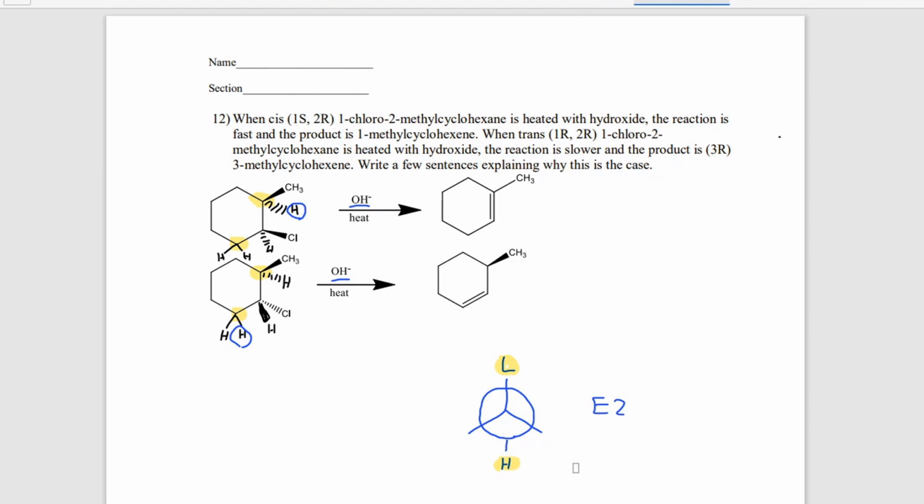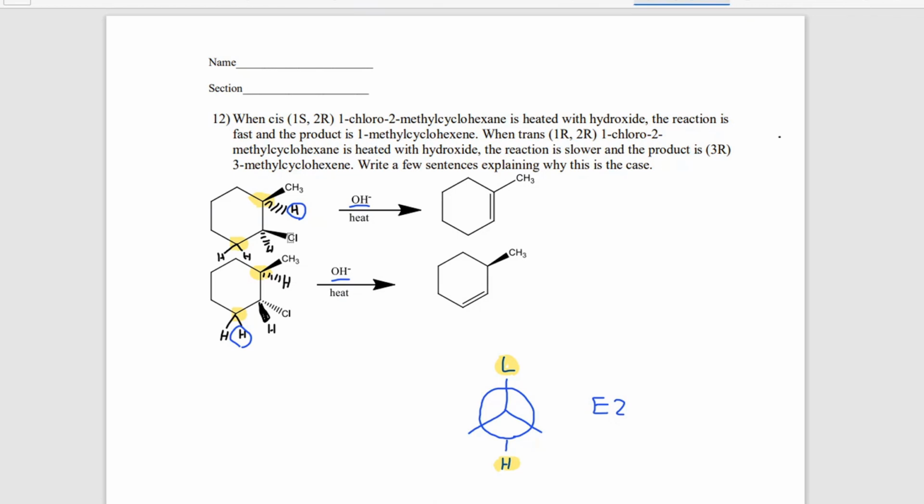And this is called anti-coplanar or anti-periplanar. It's called anti-periplanar in rings because it's not a perfect coplanar situation, but it's close enough. So an anti-periplanar or anti-coplanar hydrogen is needed to cause this elimination to occur. If you look at the top one, you'll see that the hydrogen is dashed, right? And the chlorine leaving group is wedged.